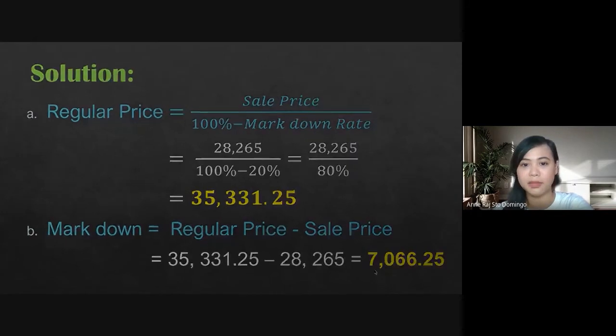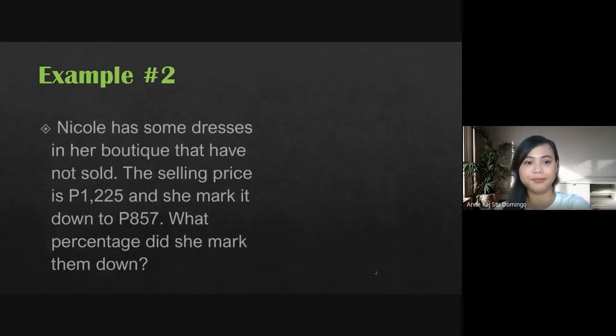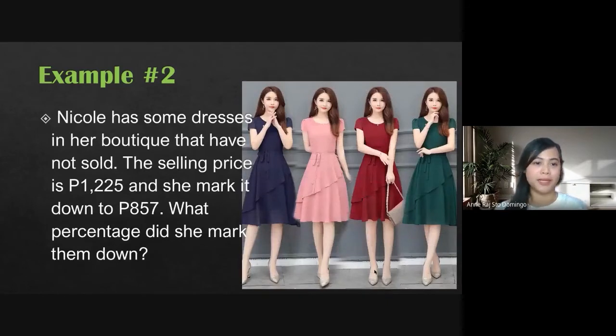Now, let's have another problem. So, dalawa-dalawa lang din namang problem yung in-example natin para hindi tayo sobrang matagalan. Now, let's have this problem. So, Nicole has some dresses in her boutique. So, here are the dresses. There are cute dresses na hindi pa nabibili, that had not sold. The selling price of these dresses is 1,225 pesos, and she marked it down to 857. What percentage did she mark them down?